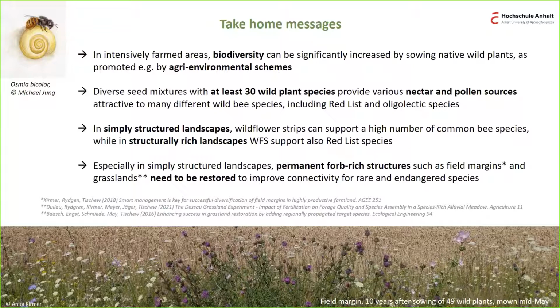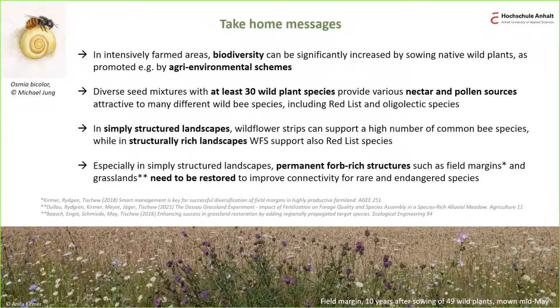Based on our results, we formulated 4 central messages. First, in intensively farmed areas, biodiversity can be significantly enhanced by sowing of native wild plants, as promoted, for example, by agri-environmental schemes. Second, we recommend the use of diverse seed mixtures with at least 30 wild plant species to attract a high variety of wild bees, including red-list and oligolectic bees.